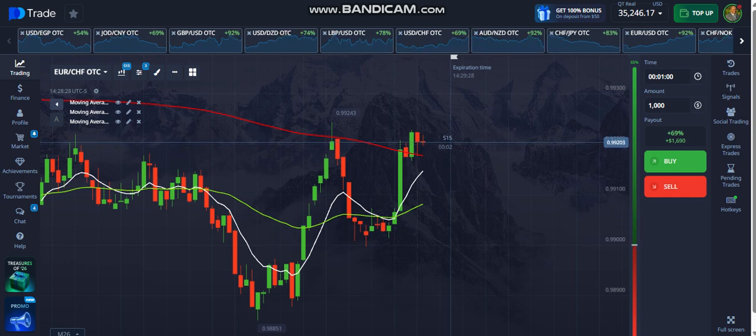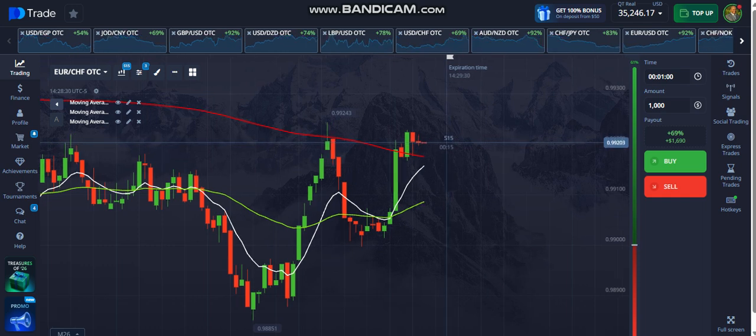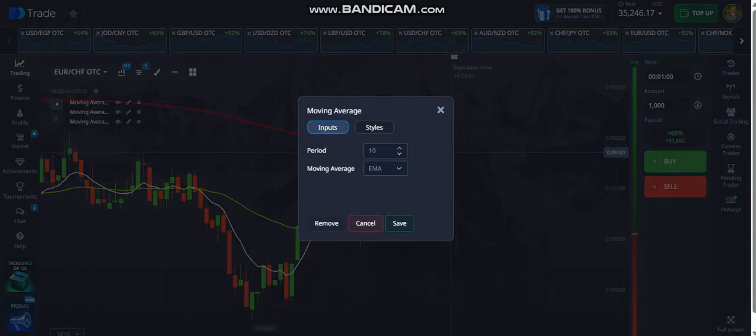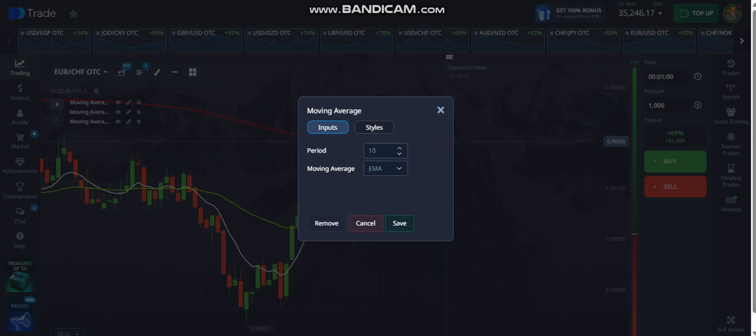So today I'm going to be trading on the Pocket Option platform, trading OTC currency pairs. And so I'm going to be setting up three moving averages here. I've set up three moving averages. The first moving average is the 10 period EMA, exponential moving average, which is the white line.